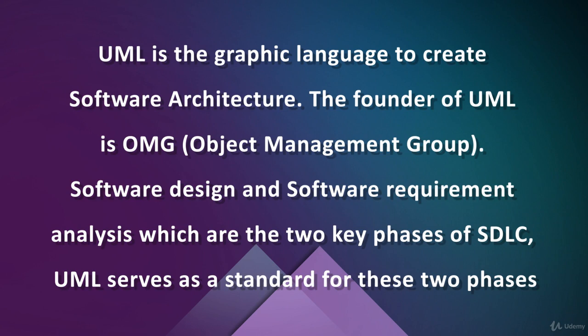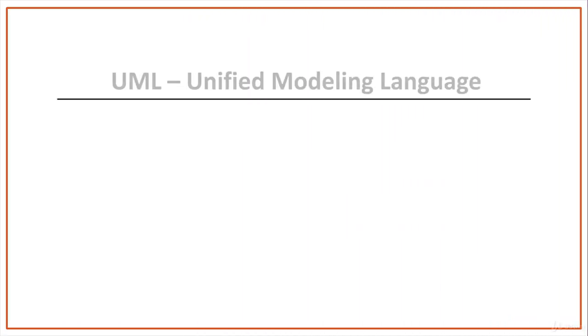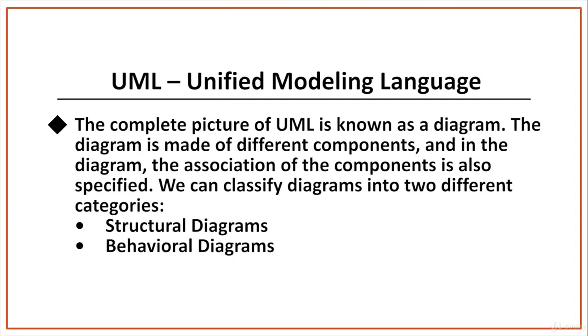There is no limitation of UML as it can also be used to model a system. Another benefit of UML is that it can also be used for non-software systems like manufacturing units and flow processes. The complete picture of UML is known as a diagram. The diagram is made of different components, and in the diagram, the association of components is also specified.